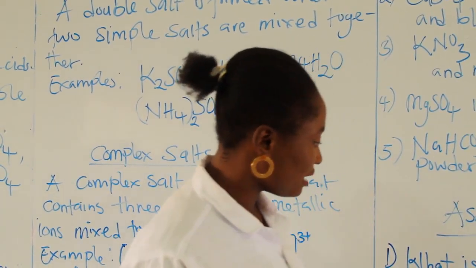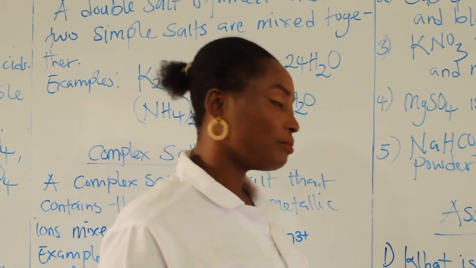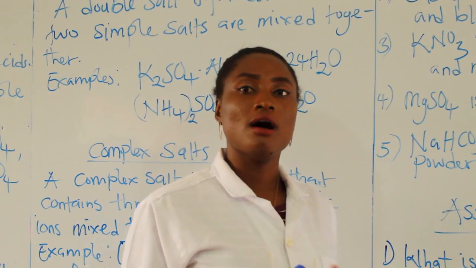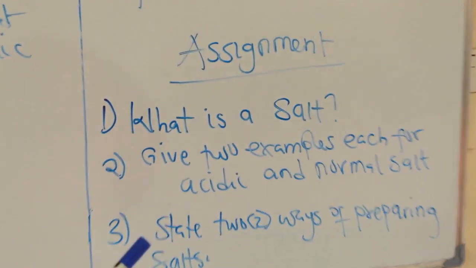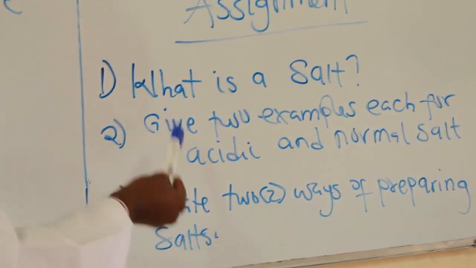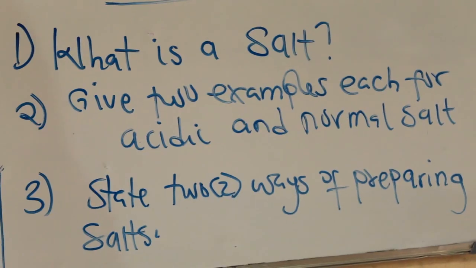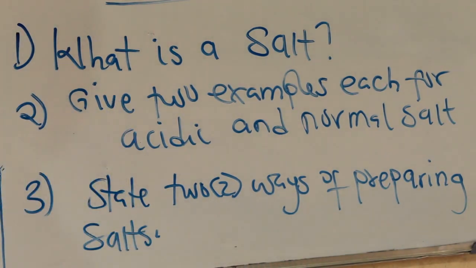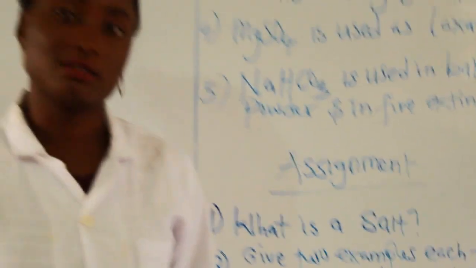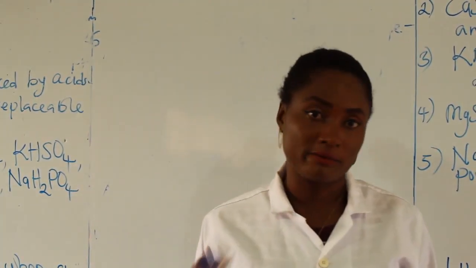So now I'm going to give you an assignment, and I expect you to attempt it and submit via my email address or WhatsApp number. Number 1, what is a salt? Very simple, what is a salt from what we learned? Then give 2 examples each of acidic and normal salt. And finally, state 2 ways of preparing salt. We looked at 3 ways of preparing salt, so I'm telling you to state just 2.